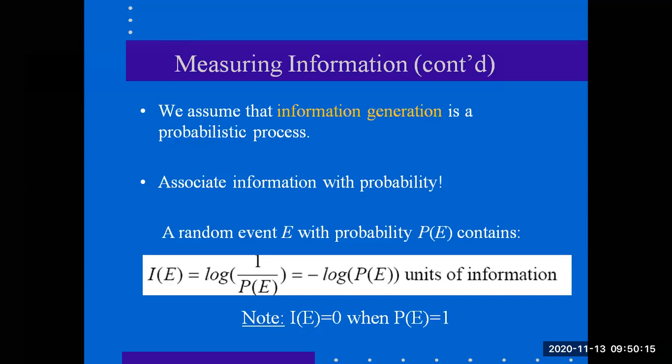So simply, information generation is not a fixed process, it is a probabilistic process. All of you remember, it's not fixed, it is a probabilistic process. And the information can be calculated using this formula: I of E equals log of 1 by P of E. So just note down the expression: I of E equals log of 1 by P of E equals minus log of P of E.